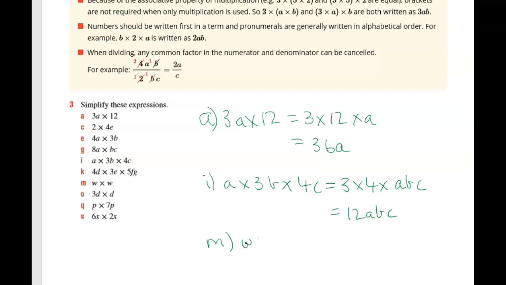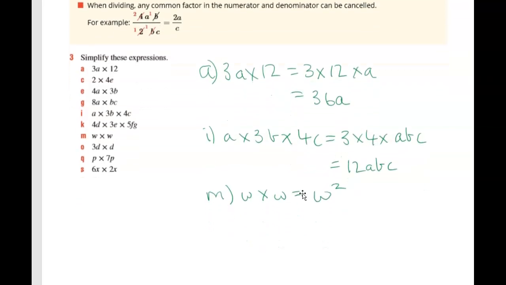So we've got W times W. Now, if we've got the same base or the same pronumeral, that just becomes W squared. So when we do, say, S, which is 6x times 2x, we're going to have 6 times 2, and then you can write your x's now as x squared. Now notice how we've got multiply signs and x's.